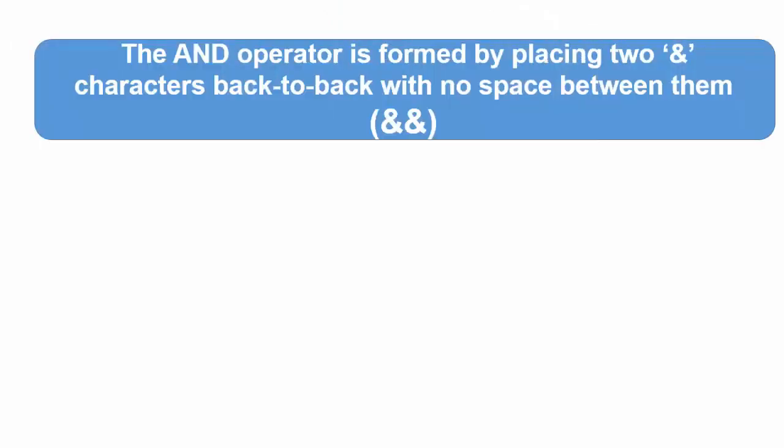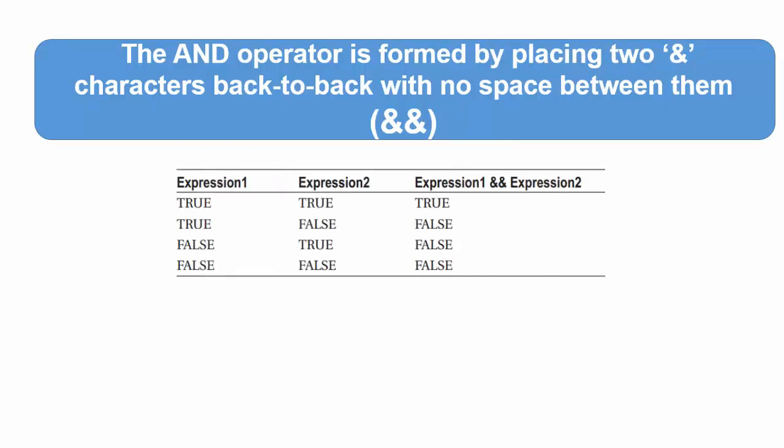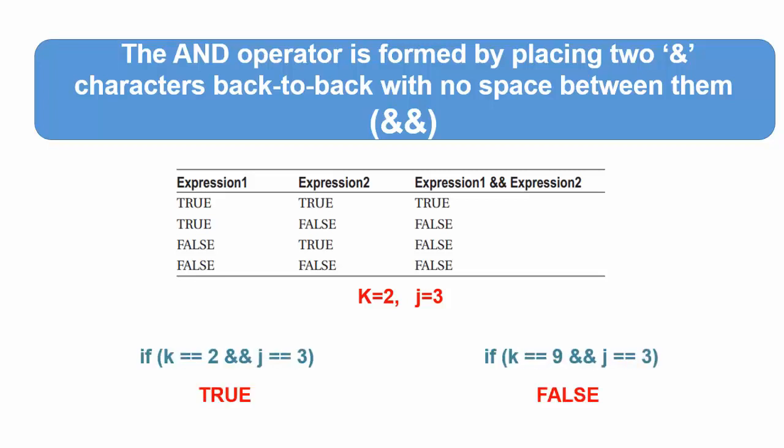The AND operator is formed by placing two AND characters back to back with no space between them. Consider the following truth table of the AND operator. For example, suppose you have variables k and j and k equals 2 and j equals 3. Then this statement will be true as both expressions are true. But this statement gives false as k is not equal to 9. A logical AND operation only yields a logic true result when both expressions are true. All other combinations are logic false.